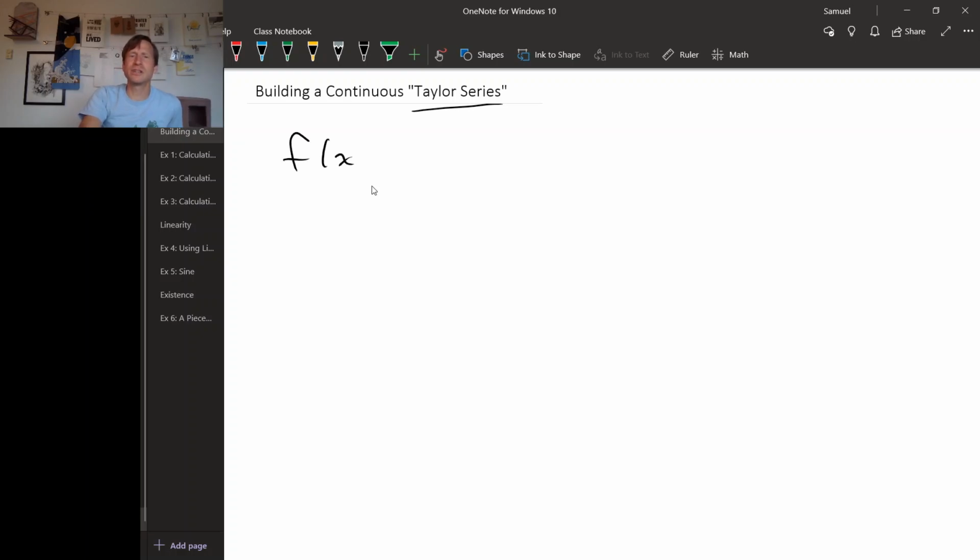If you have a function f of x, not every function is equal to its Taylor series, but for nice functions, they're equal to their Taylor series. So I'll write equals here, even though we should be more careful than this. The Taylor series is the sum from n equals 0 to infinity of the nth derivative of f evaluated at the base point. For now, I'm going to take our base point always to be 0, just to make things a little bit simpler, divided by n factorial times x minus the base point, which is 0, to the nth power.